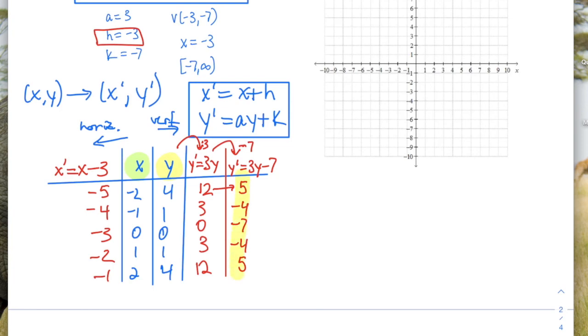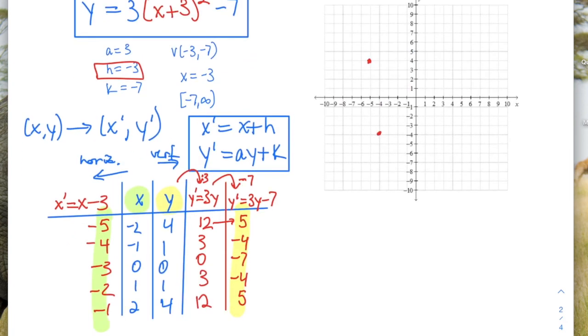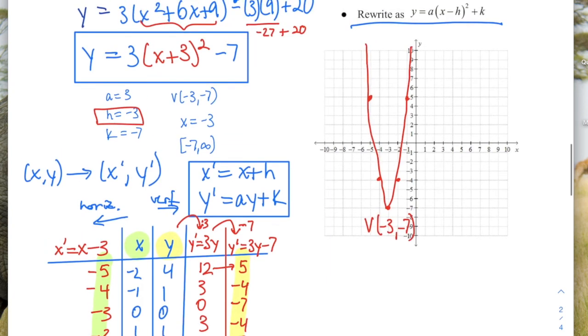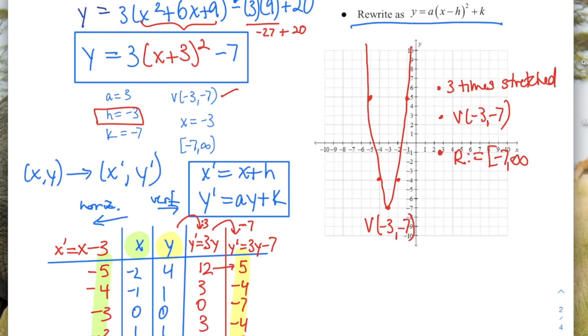So this will be my y value. This will be my x value. Okay, so let's graph it. We can definitely see that this is 3 times stretched from the parent function. We can see that the vertex is (-3, -7), which we knew before we drew the graph. And we also can see that the range is -7 to infinity.